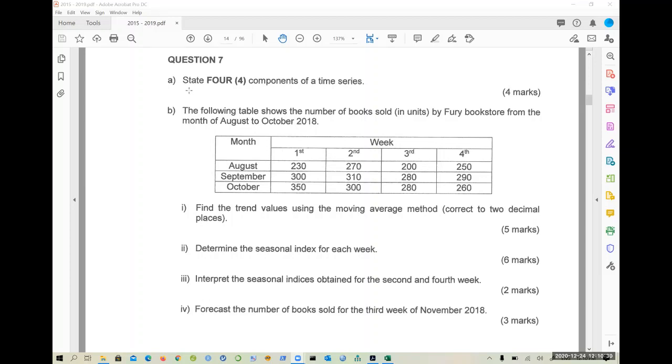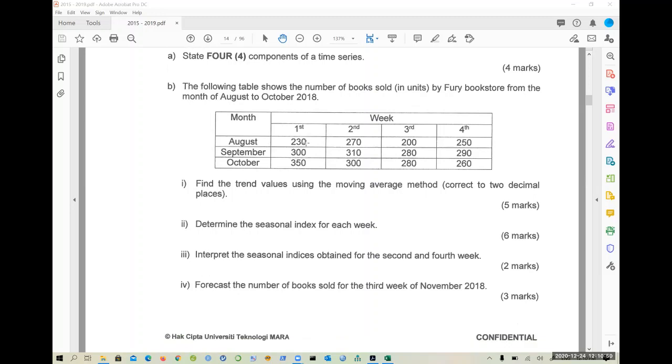Right? Tapi kalau dia katakan briefly explain the 4 components of time series, so that means you have to state and also you have to give the definition. Okay, itu beza dia punya terminologi yang kita gunakan dalam final exam, right? Okay, what we are interested in is to look at the second one.